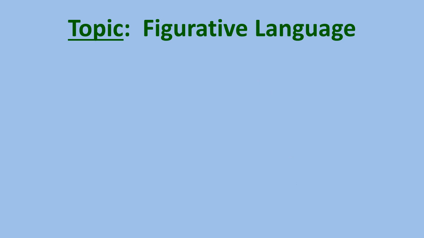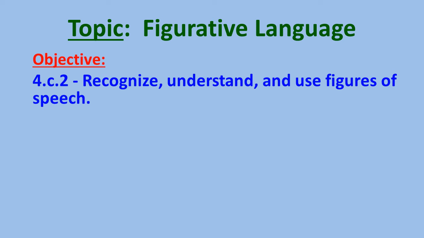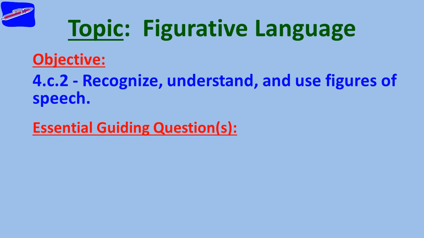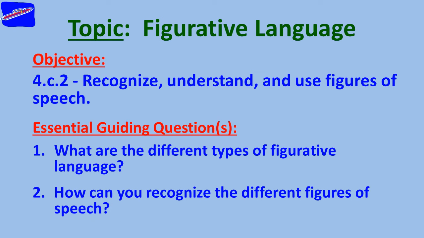Next, it's on to the objective. Remember, you don't necessarily have to write down the objective on your Cornell Notes. Today's objective is that we want to be able to recognize, understand, and use figures of speech. Our essential guiding questions do need to be written at the top of your notes. There are 2 questions, so make sure you leave room at the top for both questions. The first question is, what are the different types of figurative language? And the second, how can you recognize the different figures of speech? By the time we're done, we should be able to answer both of these questions.